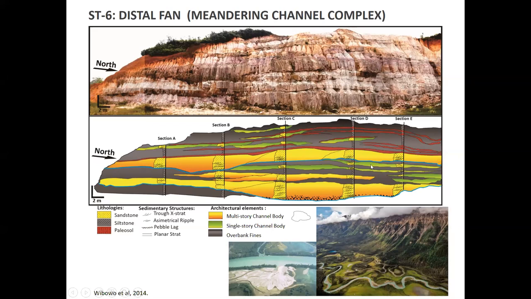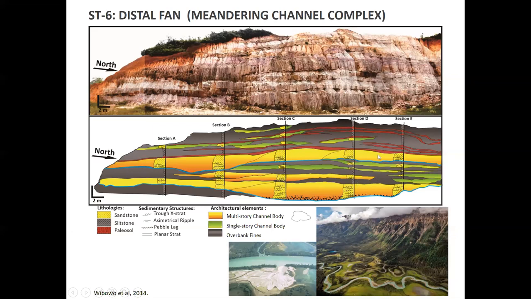Basically, this paleosol in the middle of the channel bodies is very good. It could be very useful as a correlation marker, considering the lateral continuity of this paleosol bed. If you notice, the paleosols in the top section are not developed in the channel in the bottom section, only in the middle section and upward.